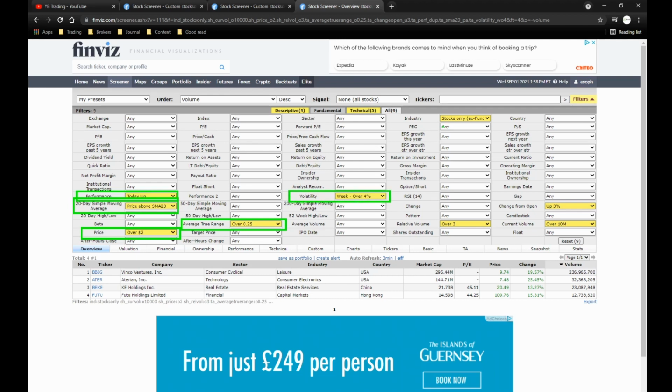3%. And then industry, stocks only as usual, and then relative volume over 3. And we've got change from open up 3% and current volume over 10 million. Right. So these are the settings, guys. You can take a snapshot of these and change these settings around, and maybe even play around with certain settings to give you a better result.